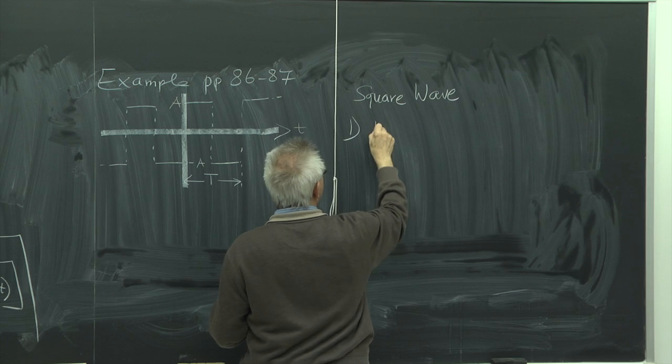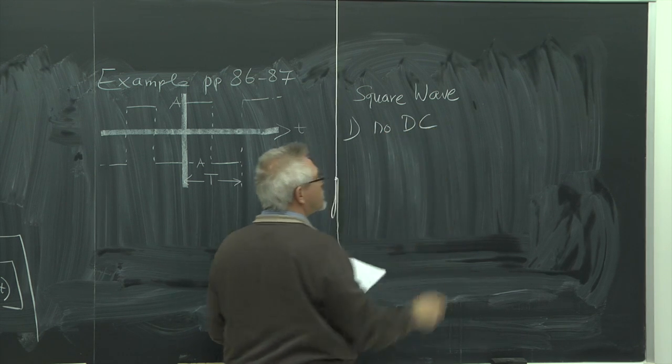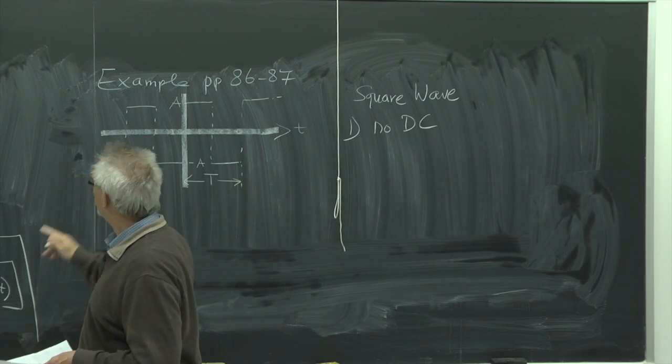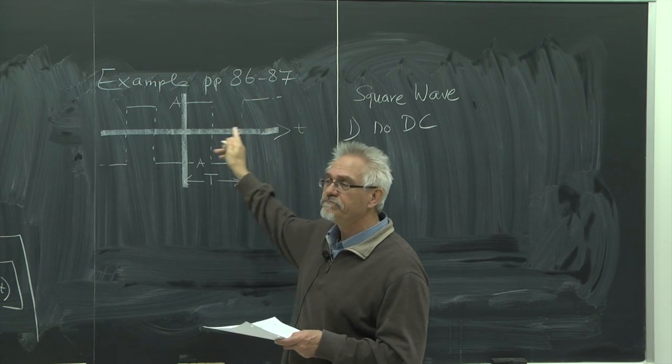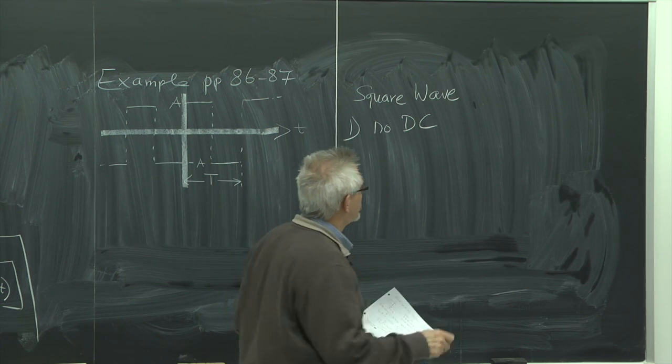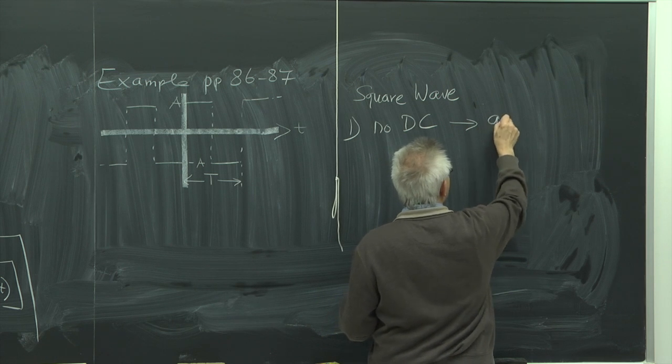And I can see that there is no DC component, isn't it? Because this thing fluctuates around 0. So I don't have to do anything. I can already see that my A0 is going to be 0.